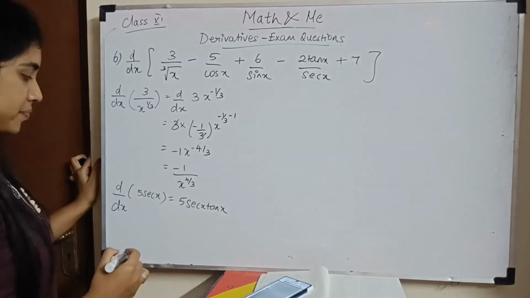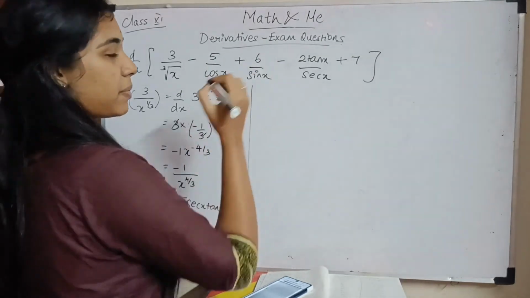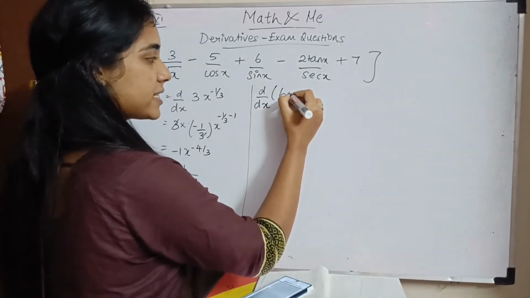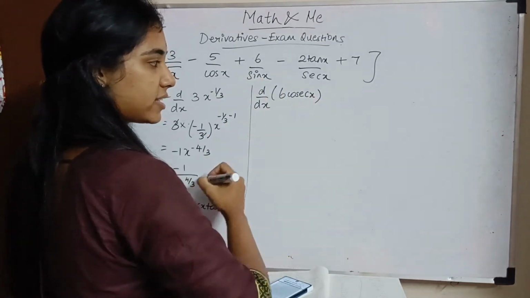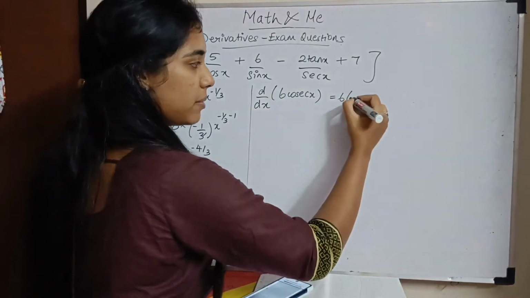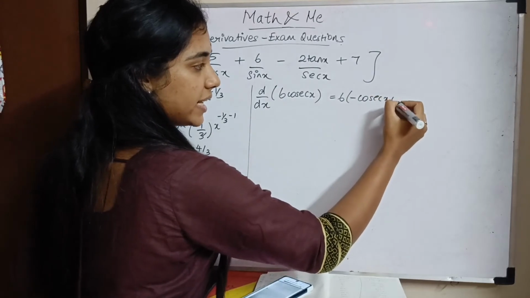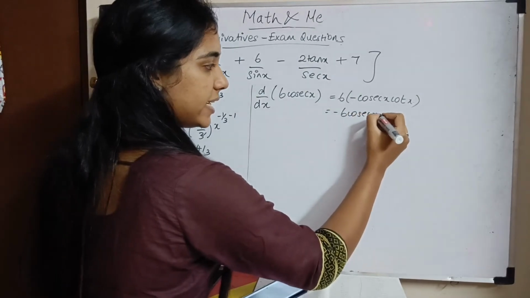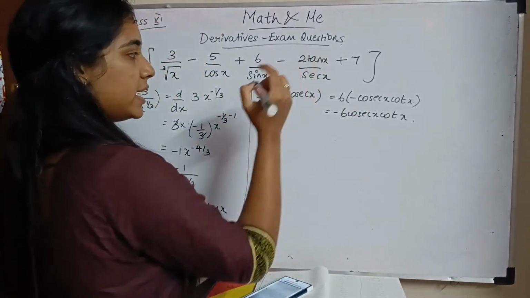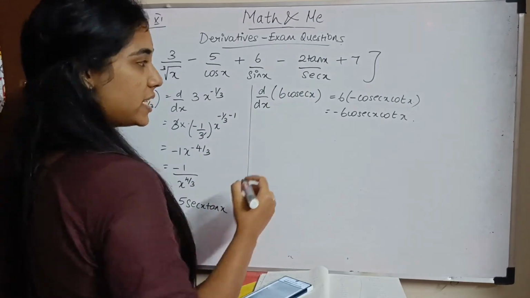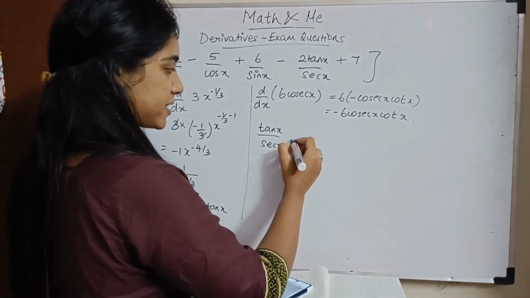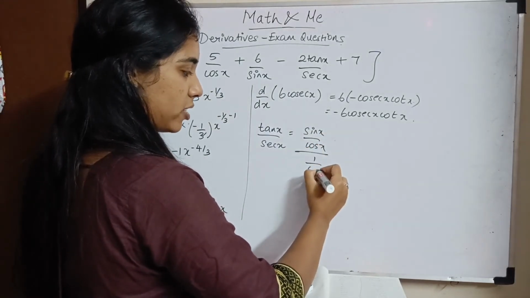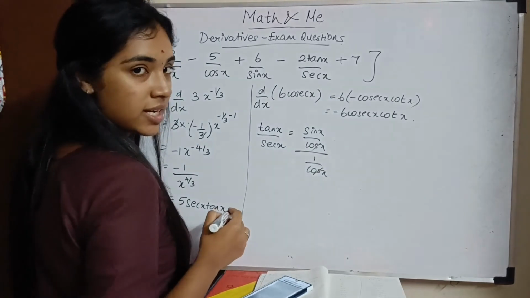Now, the next term. What is your next term? 6 by sin x. 1 by sin x is nothing but cosecant x. So d by dx of 6 cosecant x. When 6 comes out, the derivative of cosecant x is minus cosecant x cot x. What will it be? Minus 6 cosecant x cot x. Next term, minus 2 by tan x by secant x. So tan x by secant x will be sin x by cos x divided by 1 by cos x. So cos x cancels, so it will be sin x.